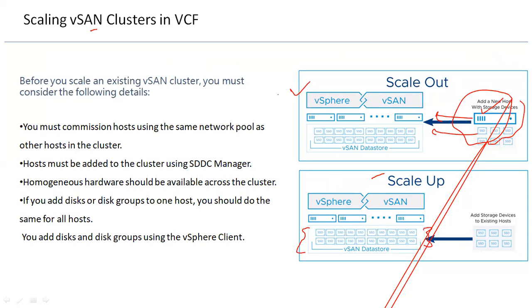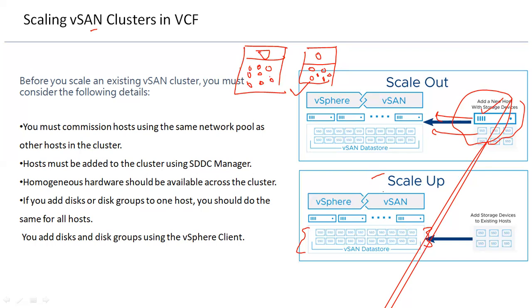For example, a single disk group supports 7 capacity disks along with one cache drive. If you want to increase it, you either have to add another disk group with one cache and 7 capacity drives, or, if your existing disk group is lacking disks, you can increase the capacity disks.